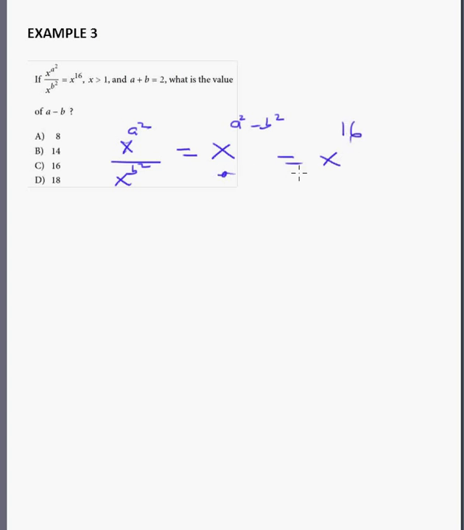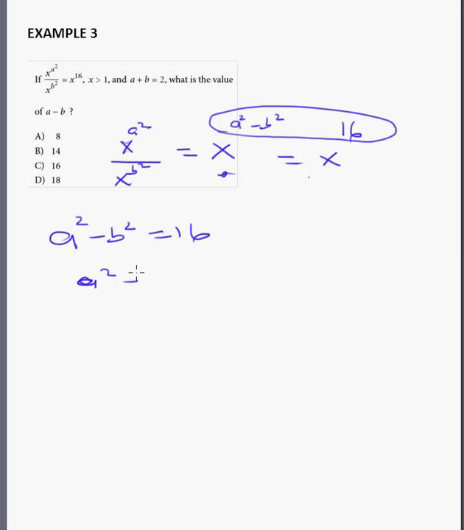Now, since this is x, we can say that these two exponents are also the same. Then, therefore, we can come back and say a squared minus b squared is equal to 16. You see that? But we know that a difference of squares, a squared minus b squared, is the same thing as a plus b times a minus b. And that is supposed to be equal to 16.